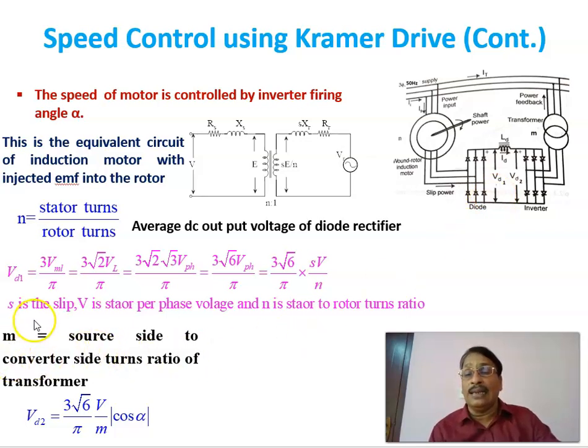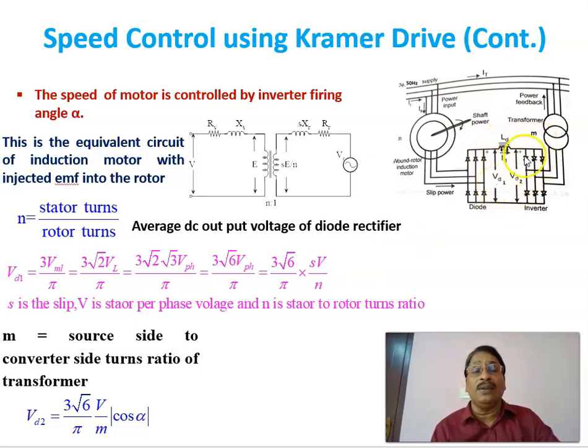Now where S is the slip, V is the stator per phase voltage, and N is the stator to rotor turns ratio. Therefore this is the voltage that is available at the output of the uncontrolled rectifier.